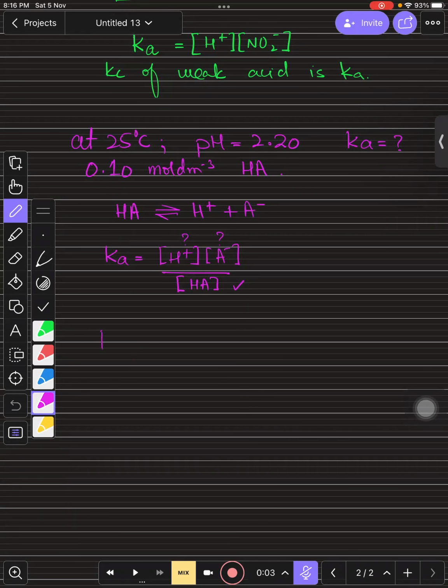हम pH के थ्रू कैसे जाएंगे? pH is actually 2.2. We know this. We know the formula of pH as well. pH is actually negative logarithm of H positive ions. We know this, right? तो अब हम क्या करेंगे?